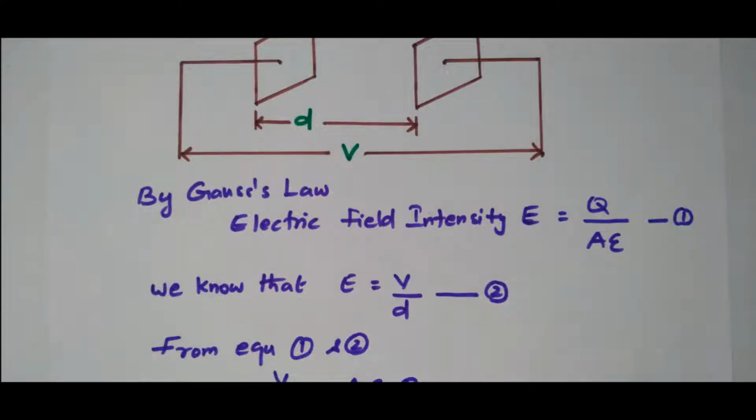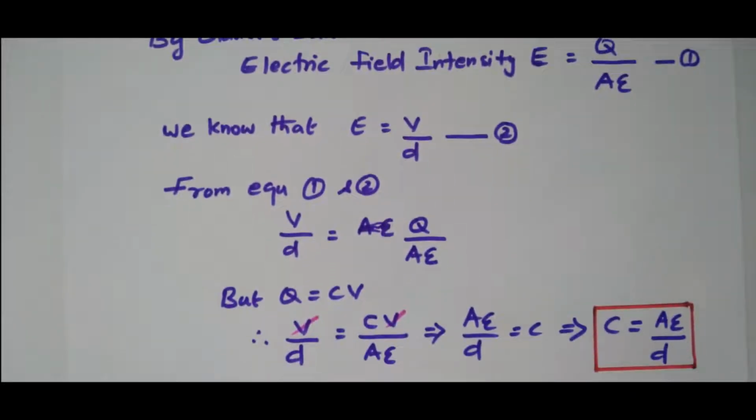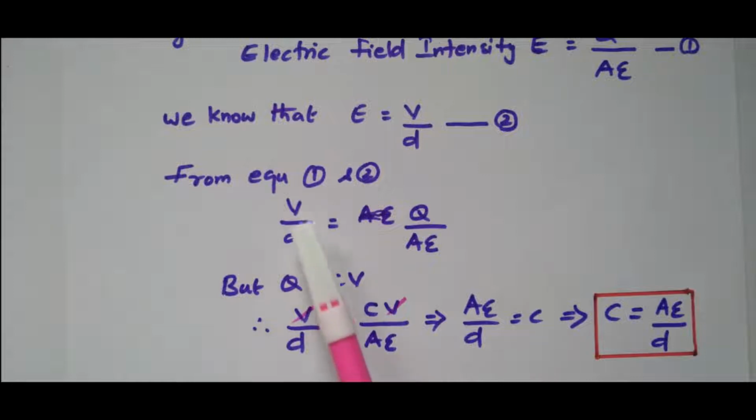From equation 1 and 2, both are the electric field intensity, so we can equate them. So from equation 1 and 2, V by D equal to Q by A epsilon. From equation 1 it is Q by A epsilon, equation 2 is V by D. Both are equated. Now we substitute Q equal to CV. You know the general formula Q equal to CV. So V by D equal to CV divided by A epsilon.